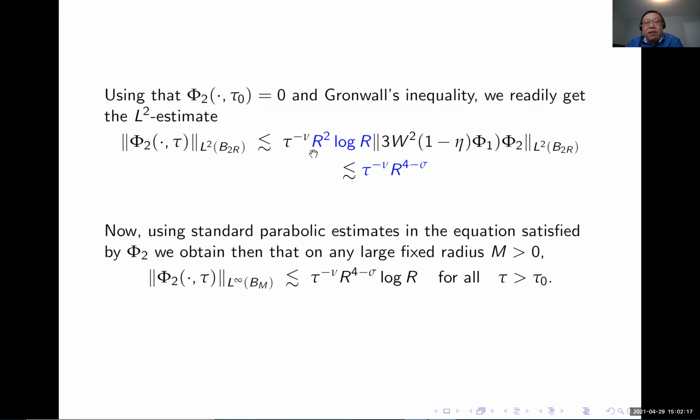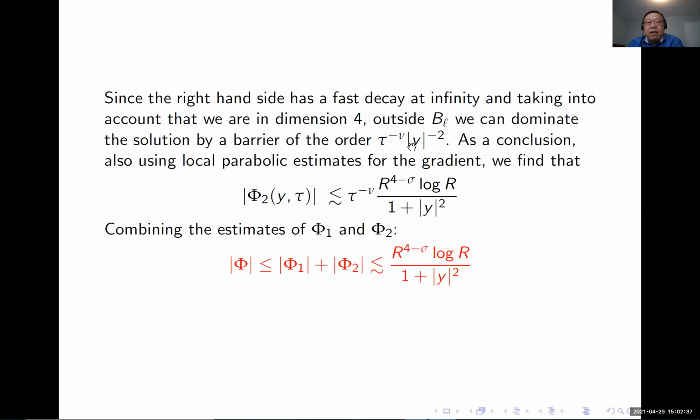Now, once you have L2 estimates, then you have L infinity estimate, right? Just a standard parabolic estimate, you get L infinity. But now for the L infinity, you lose a lot of R's, right? But then you just use a barrier, okay? For outside a fixed ball, you just use a barrier. And the barrier will be just y to the minus two because this is the fundamental solution. So for your solution, you lose a lot of R's inside, but you gain a little bit of decay far away.